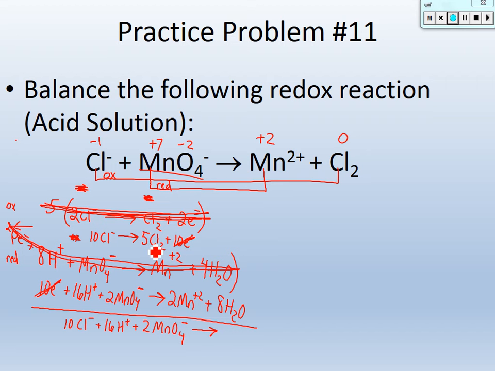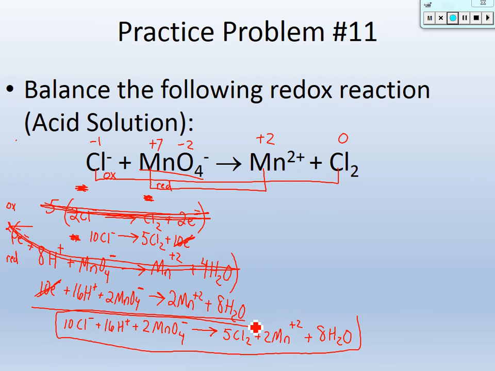Now let's list everything on the right that's not canceled out already. So we've got 5 Cl2 from right here. And then we've got 2 Mn2+ from right here. And I've got 8 waters. Okay. I think that this is my balanced chemical equation. I think. But when you get to this point, you should always go through and check.